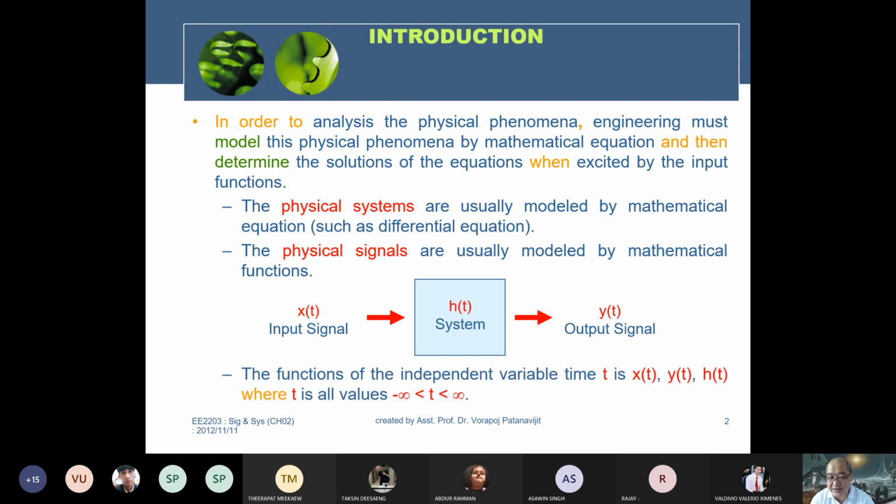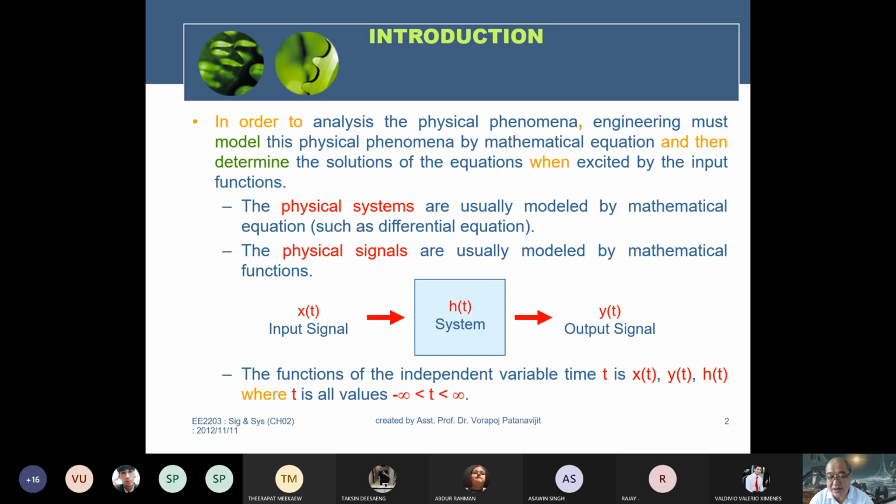In this case, you can see that all functions and the system, x(t), y(t), and h(t), all of them depend on only one variable t. In fact, in a general system, it may depend on more than one parameter. But for simplicity, we will force them to depend on only one parameter, type or t.